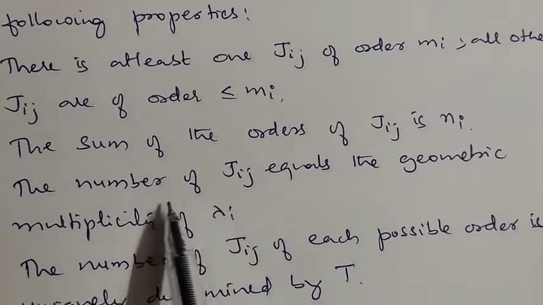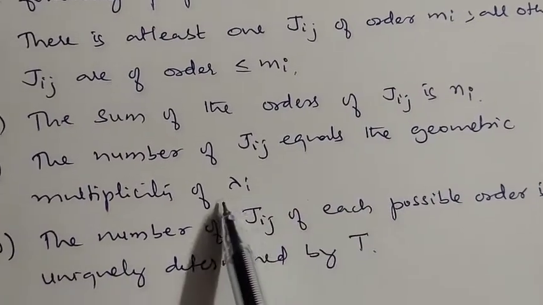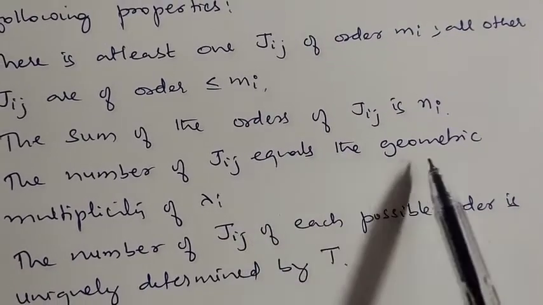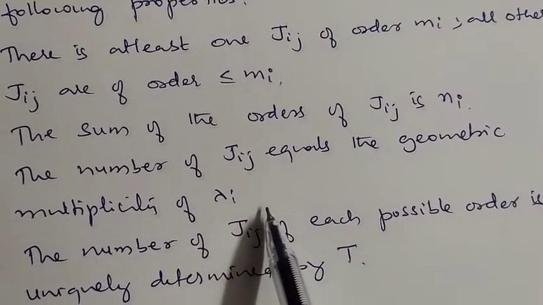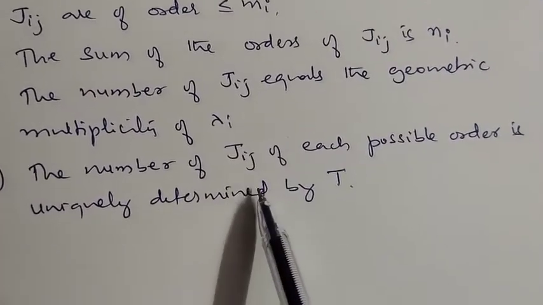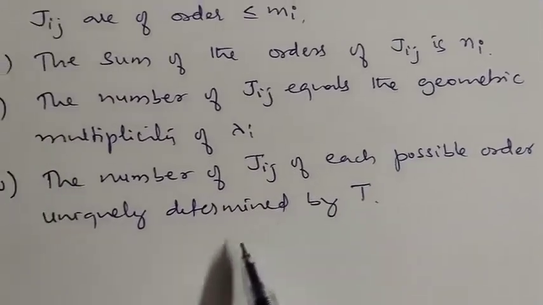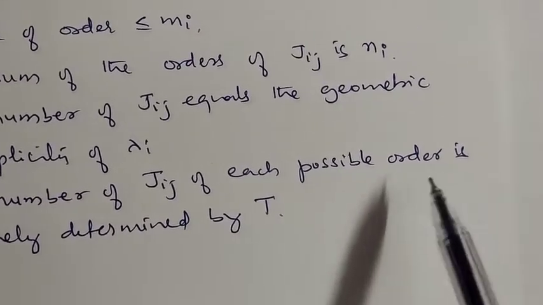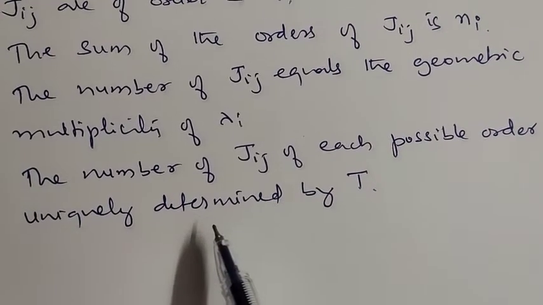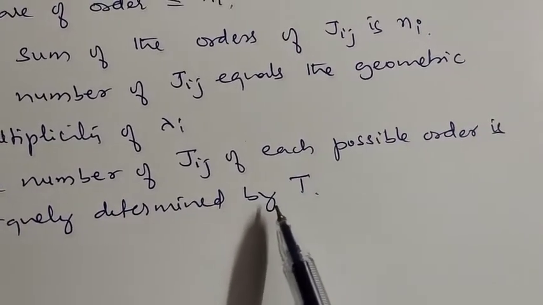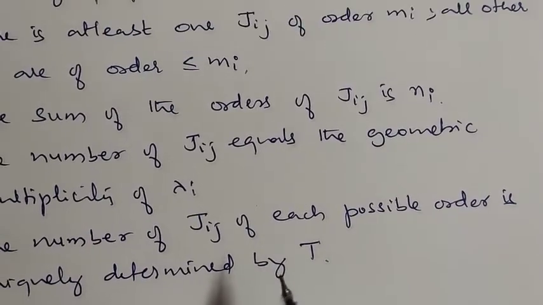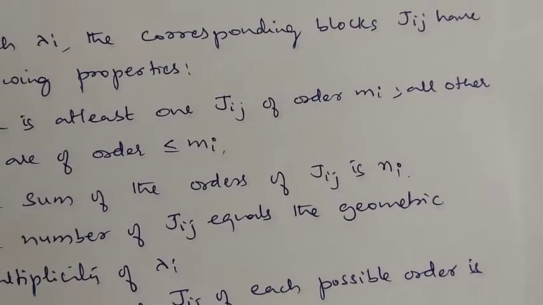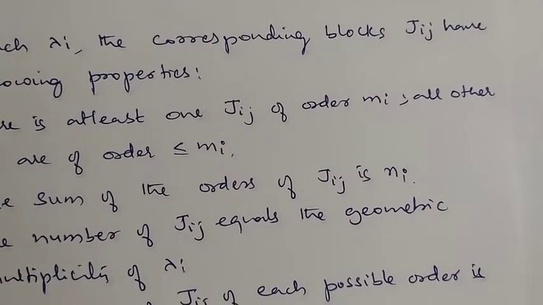The number of Jij equals the geometric multiplicity of lambda i. And the number of Jij of each possible order is uniquely determined by T. So these are the conditions for the Jordan blocks or Jordan canonical form. So now I will take up the example, then you will understand this very easily.